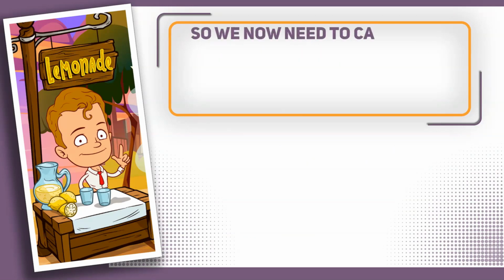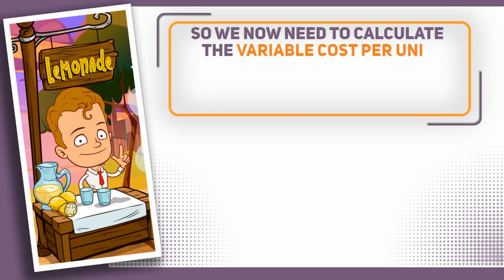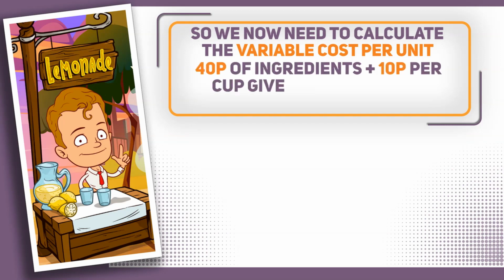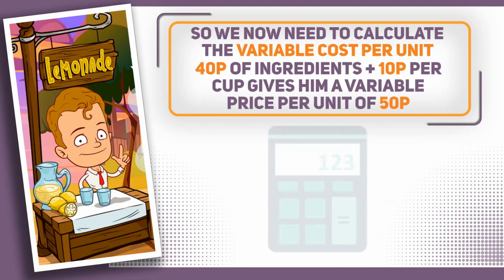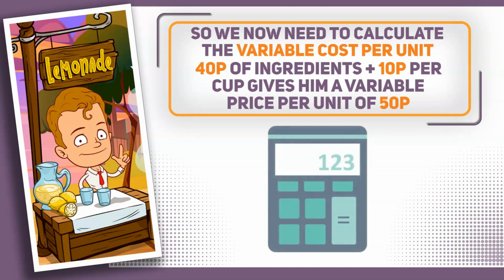So, now we need to calculate the variable cost per unit. This is the total of all variable costs for each glass. In Paddy's case, 40 pence of ingredients and 10 pence per cup, which gives a variable price per unit of 50 pence. This is sometimes known as the VCPU.